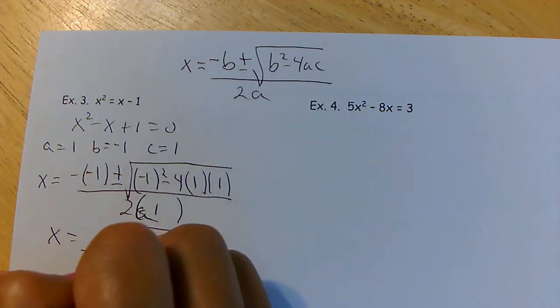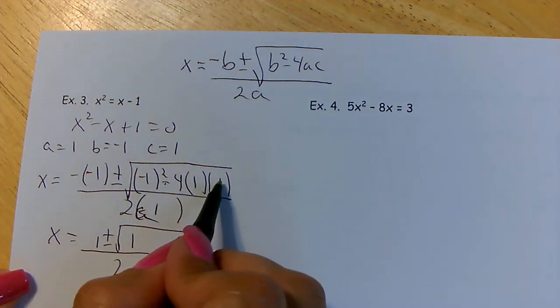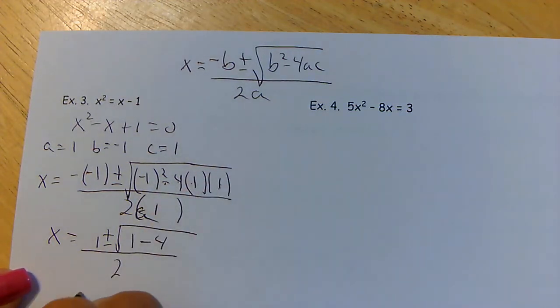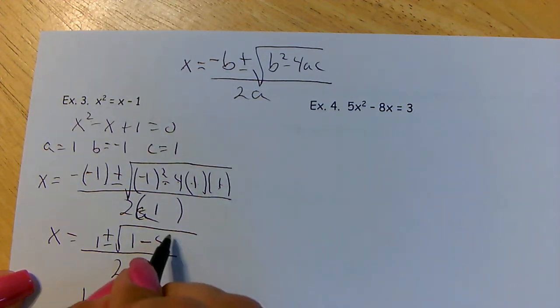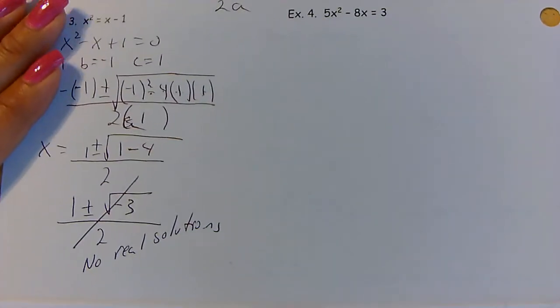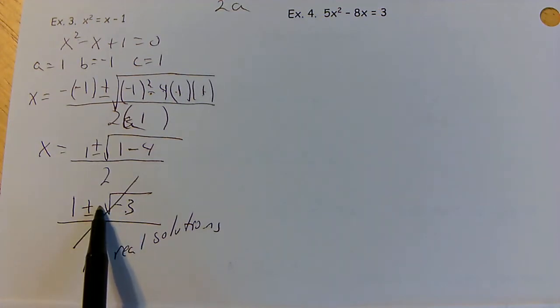This turns positive. I only have one negative sign, so this is going to be -4 times 1, 1. So -4, which leaves me with -3 underneath the square root, which I can't have, so I have no real solutions. So once you get a negative under the square root symbol, you stop. There's no real solutions.